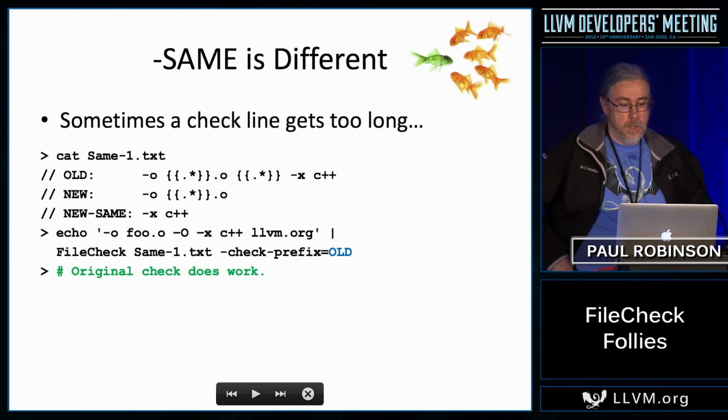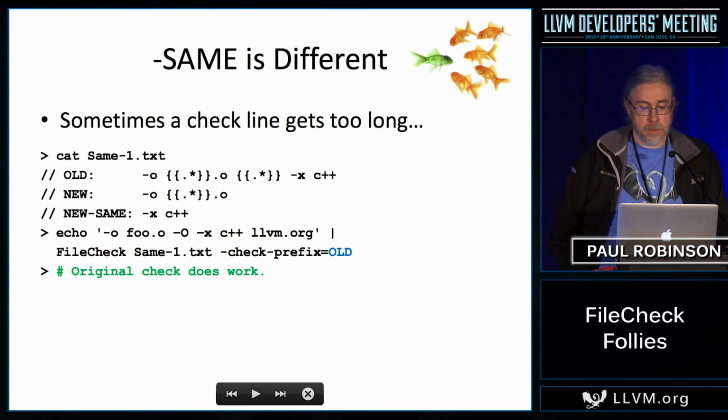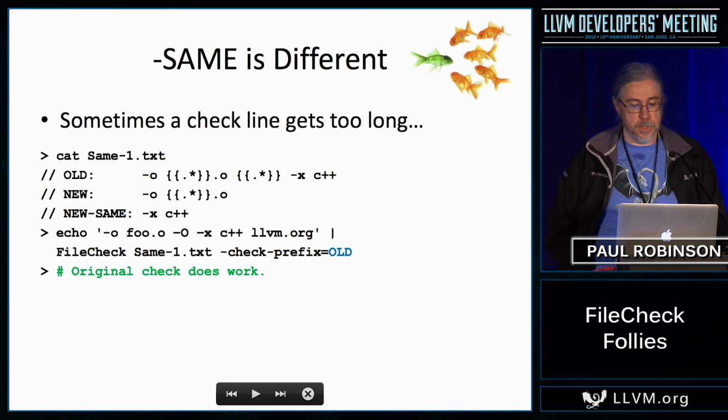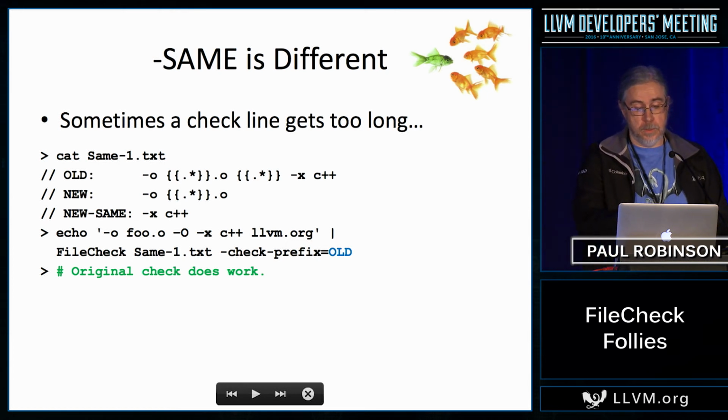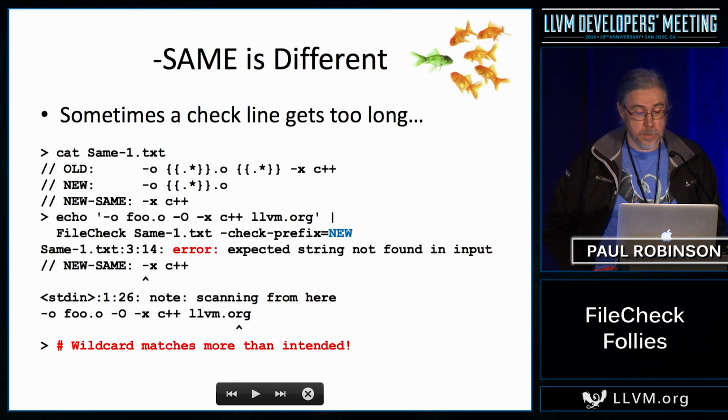Thank you. Here's one case where we had a check line got to be longer than somebody liked, and so we'll break that up into 2 lines, and we'll use the nifty same feature. So first we'll make sure that the original check works. So we have this -o, foo.o, blah, blah, blah, -x, C++. Okay, all works. And then, so this should be, the new check should work the same way, right? Because, well, this is just my lucky day, so it doesn't work either.